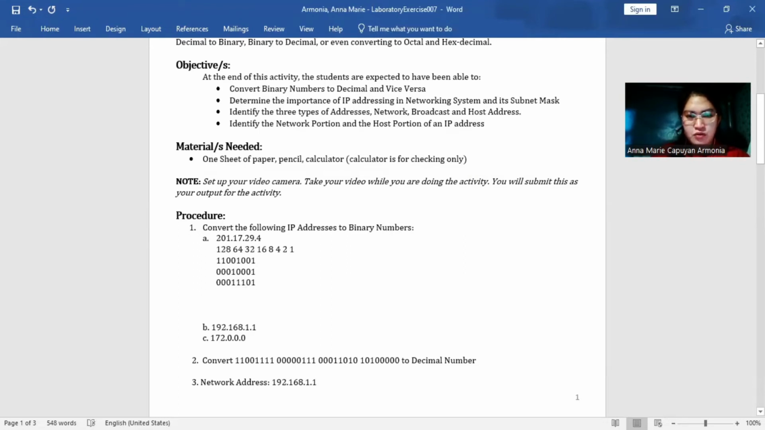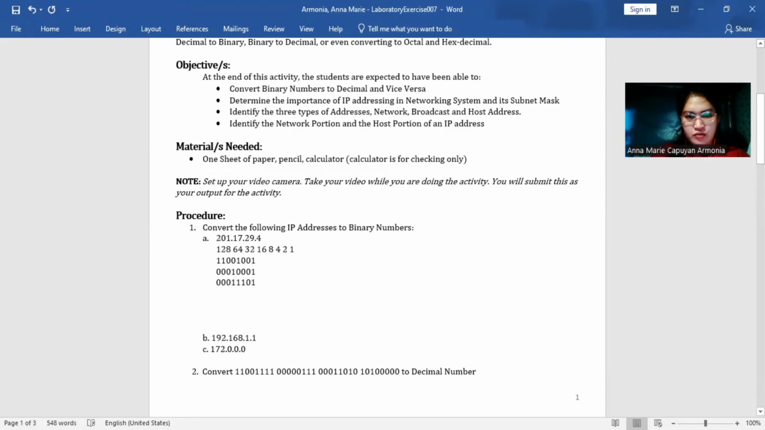So let's proceed with the 4. Let's convert the number 4 from our IP address. Of course, 128 cannot be subtracted from 4, so 0, as well as 64, 32, 16, and 8. But 4 can be subtracted, so it means 1, and then 0, 0. So this is our binary numbers of our IP address, the 201.17.29.4.